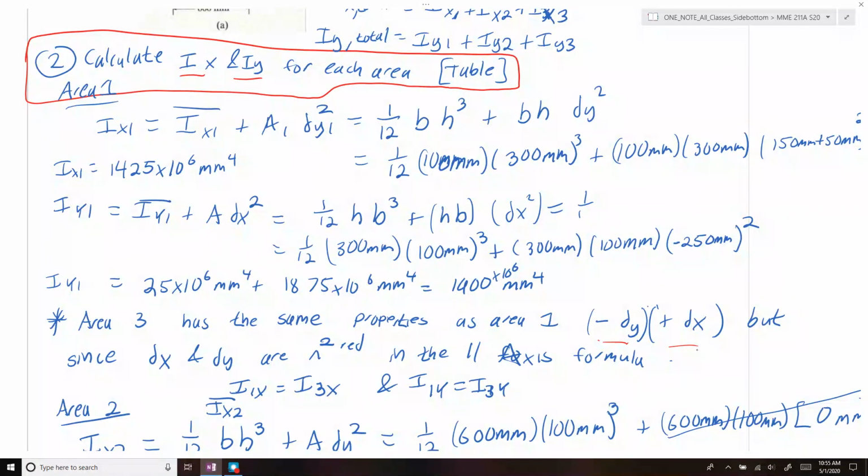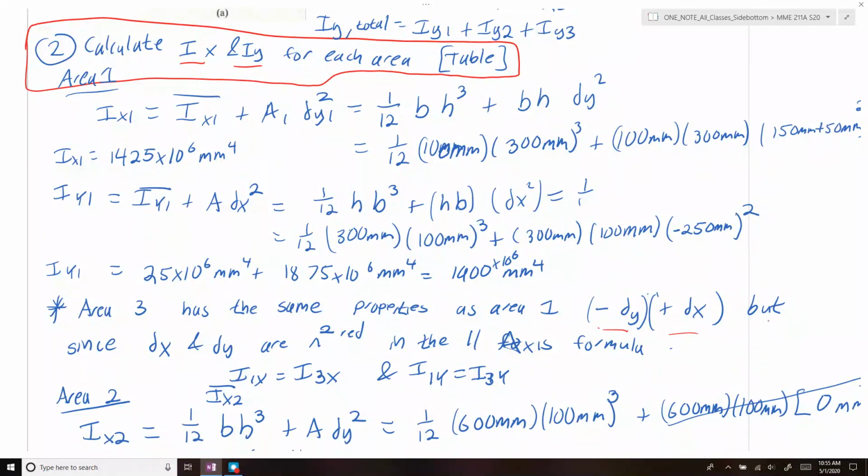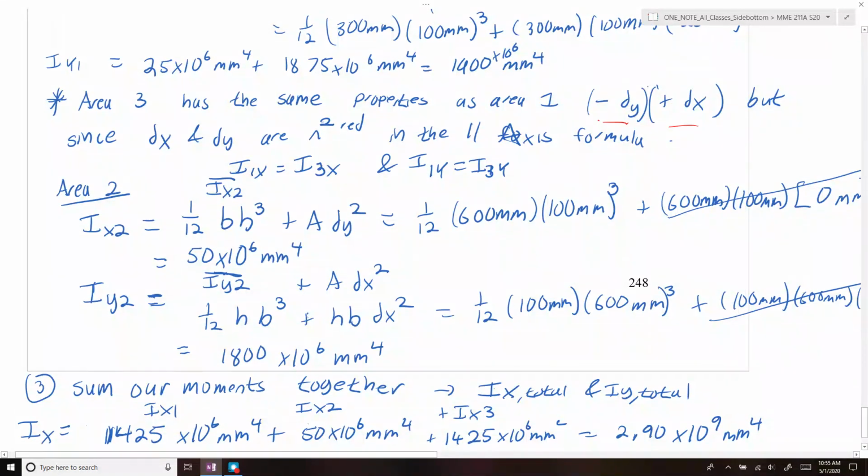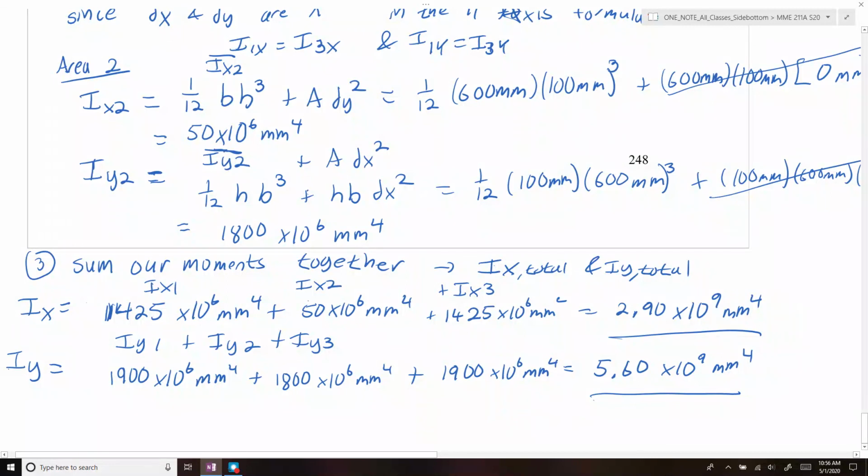It reduced the number of calculations we had to make to just 2, and then we calculated the moment of inertia for area 2. And the last thing we did was just add all the moments of inertia together to determine the total moments. So that concludes this example problem on how to calculate the moment of inertia for a composite section about both the x and y axes.